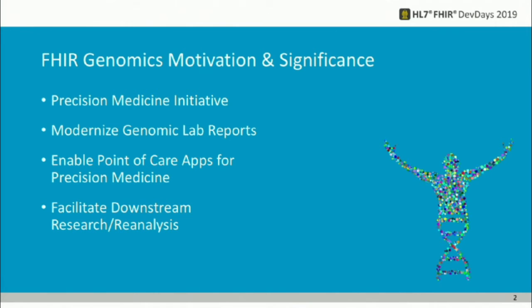So real briefly, motivation and significance for genomics here. Classically, the interest for using clinical standards for capturing this stuff goes back to the Precision Medicine Initiative of the NIH. We'll focus mainly on modernizing these genetic lab reports, which are archaic in a lot of places in the world. Then a lot of us focus on integrating clinical and genomic data for point-of-care apps specifically. And lastly, the last major motivation we have is for facilitating downstream research and analysis of these genetic results, which could be potentially very big in the future if we can get the infrastructure right.